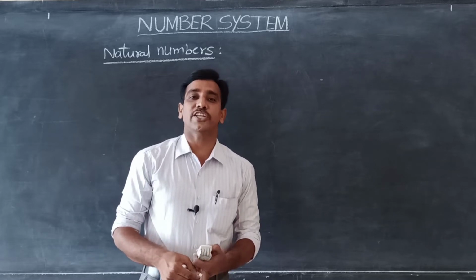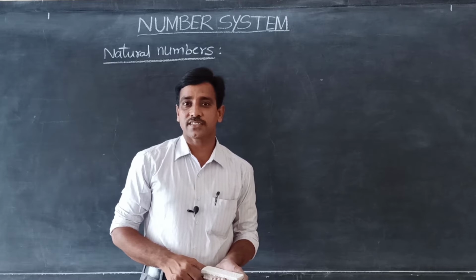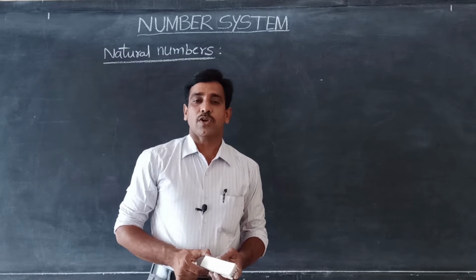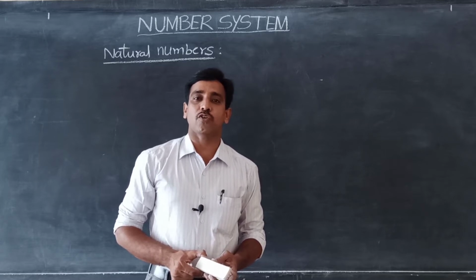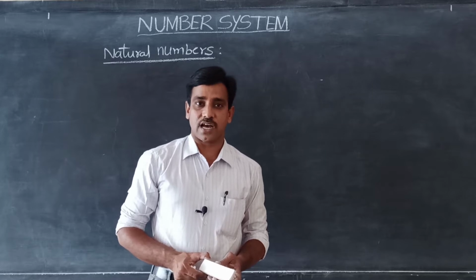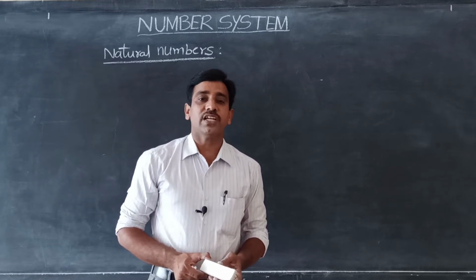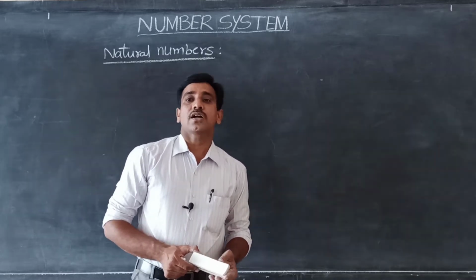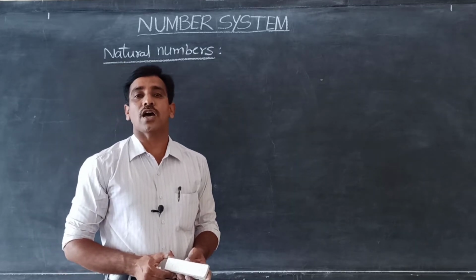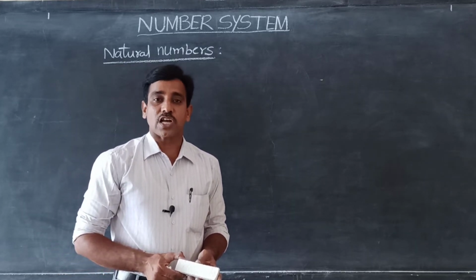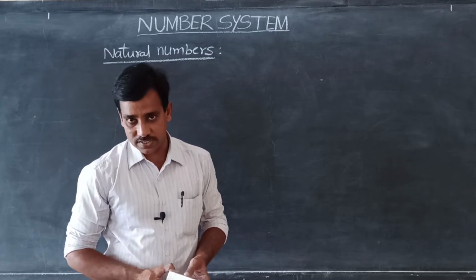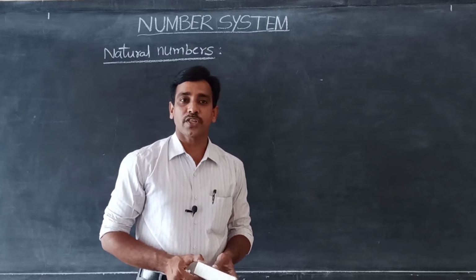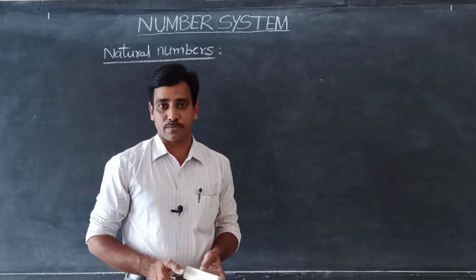How many benches are there in your class? How can you say that? We count the benches. We are counting 1, 2, 3, 4, 5 and so on. After that, we will tell the total number of benches. So, 1, 2, 3, 4, 5 and so on are called counting numbers. Those counting numbers are called natural numbers. That means the numbers which are used to count are called natural numbers.